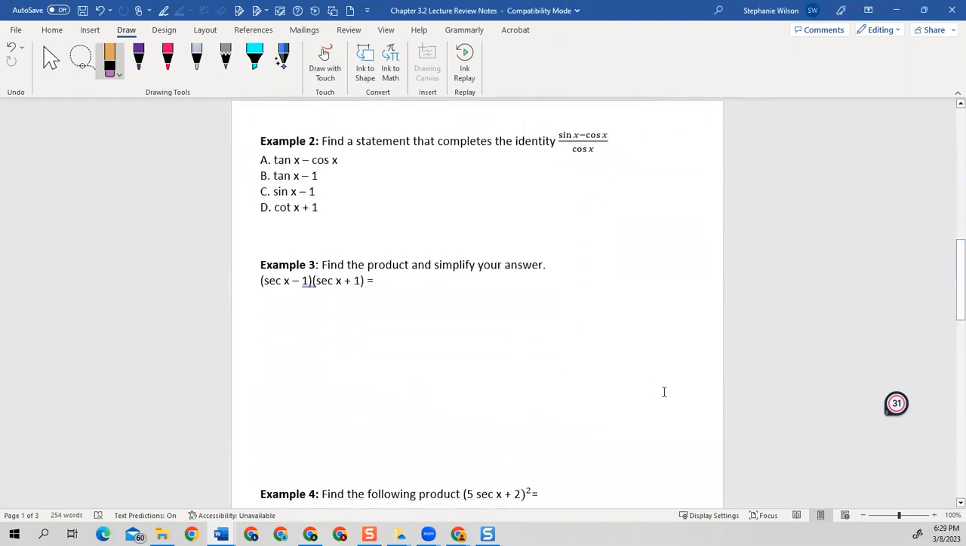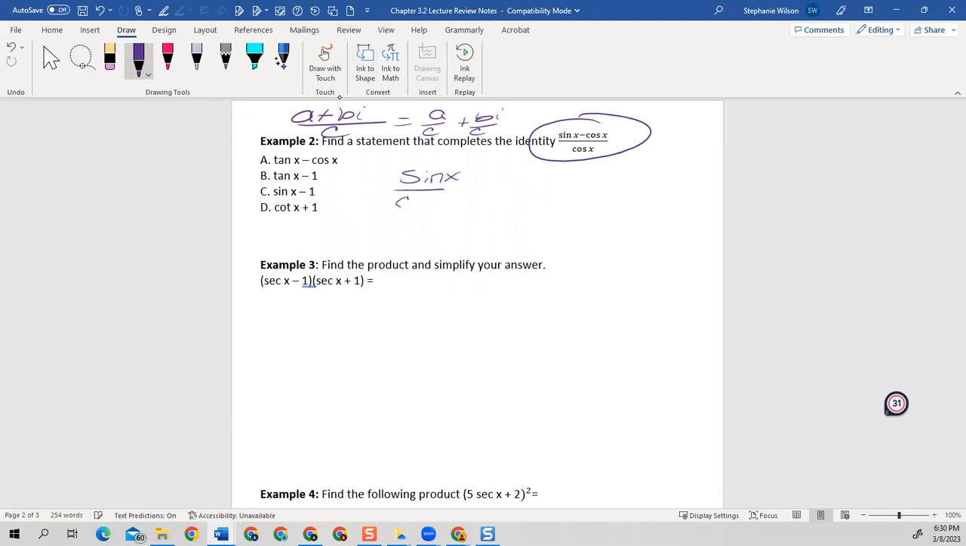Example 2 says find the statement that completes the identity, just like what we did above. Now we're given the sine of x minus cosine x all divided by cosine x. Let's just rewrite it and see what we get. By rewriting, I mean I'm going to break this apart. Y'all remember in algebra, you can have A plus Bi divided by C. We can rewrite it as A over C plus Bi over C. Let's do the same thing here.